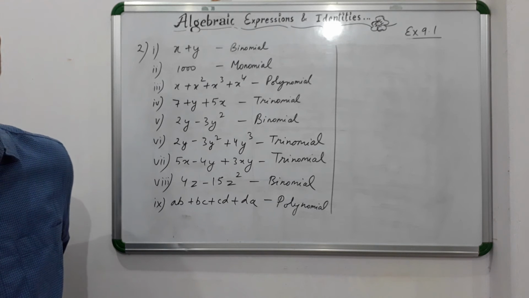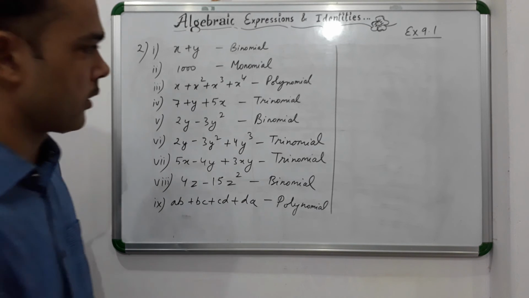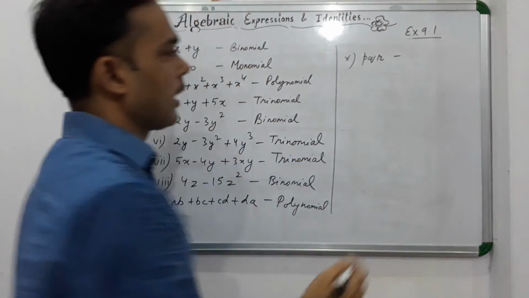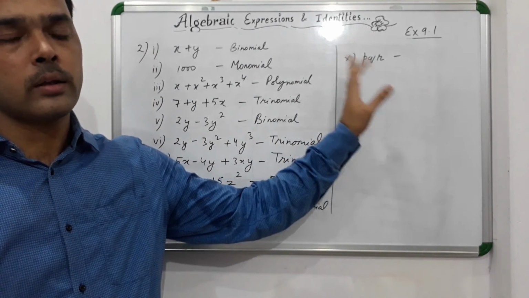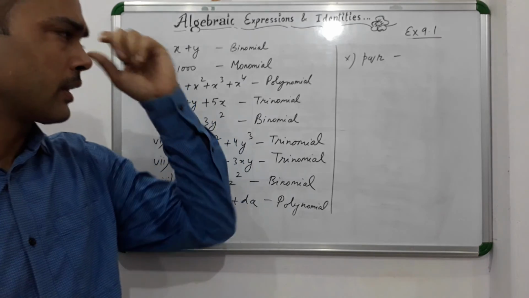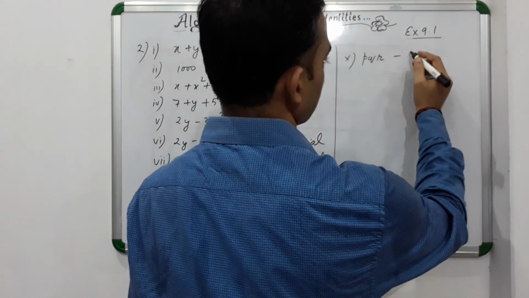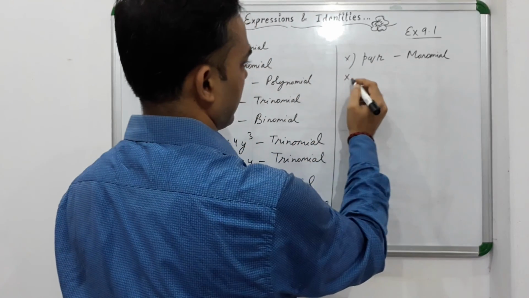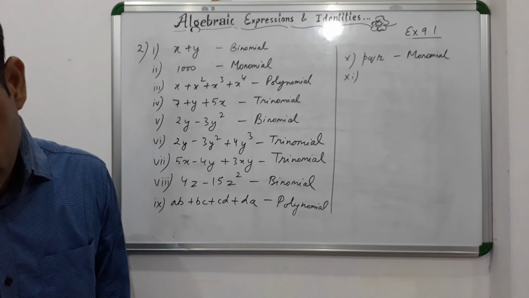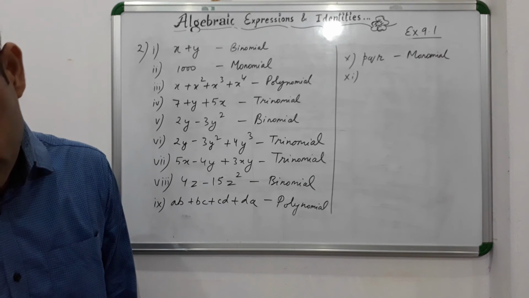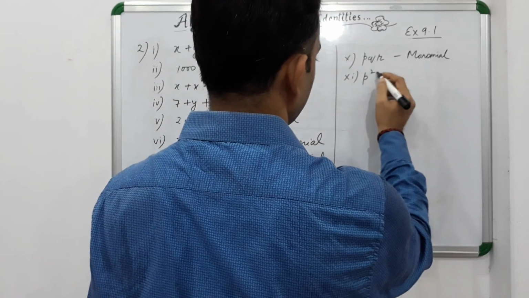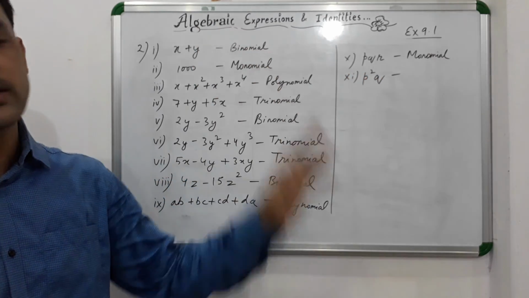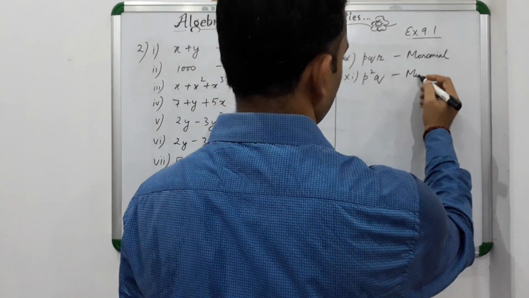Now after the 9th, let's see the 10th part where it is mentioned PQR. PQR means P into Q into R. There is no addition or subtraction sign in between. That is why it is only one term, so it is monomial. Then let's move on to the 11th part. In the 11th part, it is P square Q. P square Q means P square into Q. Once again there is no addition or subtraction sign in between. So this also is monomial.